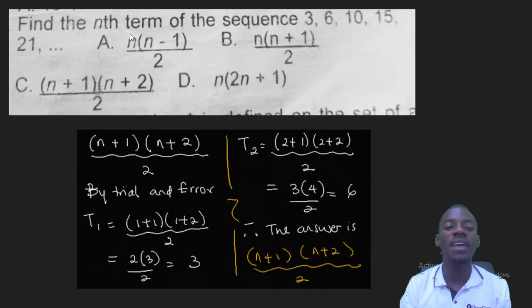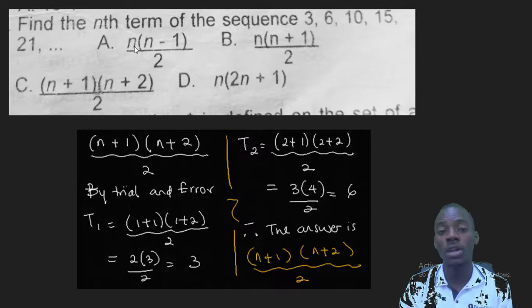Now the next one says: find the nth term of a sequence. This is not an AP, it's just a sequence. We don't know what sequence this is, right? We have 3, 6, 10, and 15. Okay, so we have options A, B, C, D. Which one do you think will be the nth term? The first term is 3, right? Now if my first term is 3, let's begin to talk about the first term.